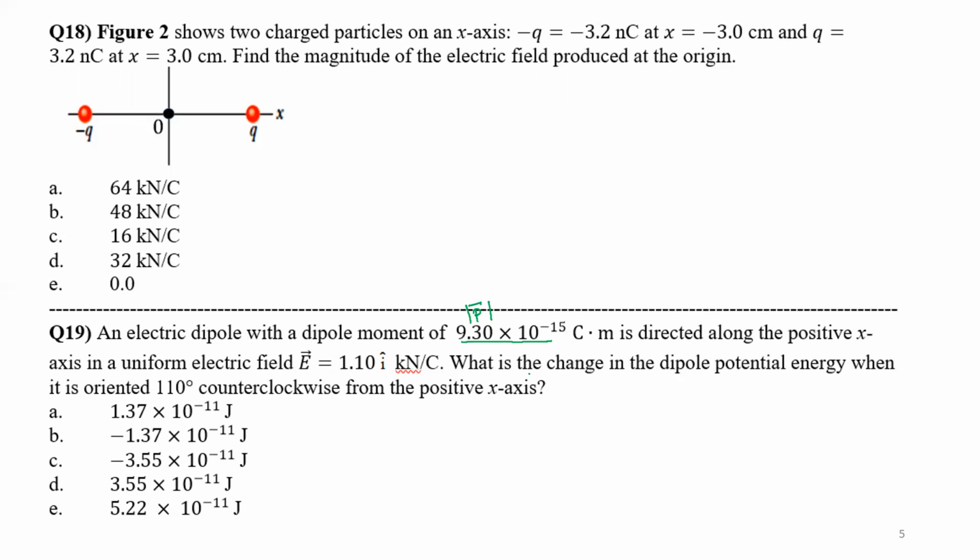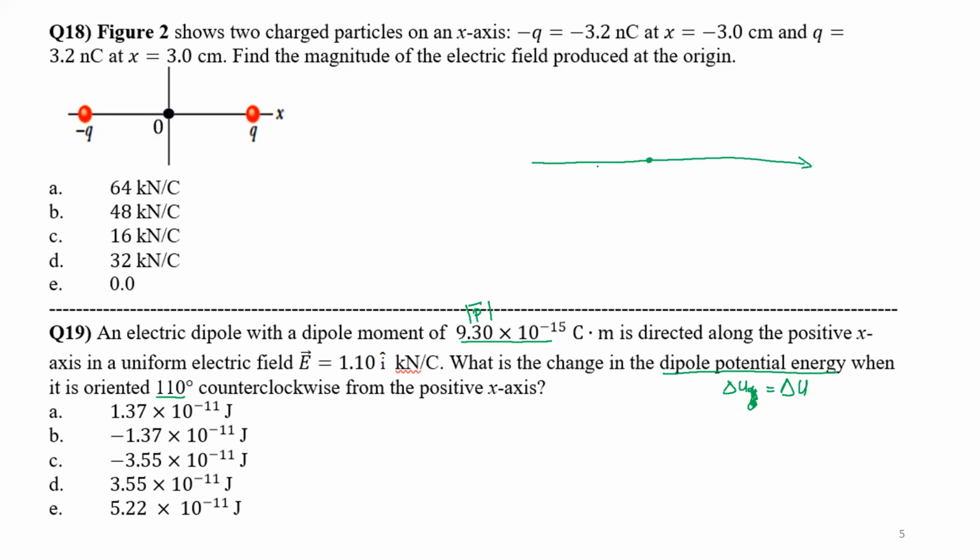Now the question is, what is the change in the dipole potential energy? So I'm looking for the change delta U dipole, okay, not delta E, just delta U. The change in dipole potential energy when it is oriented 110 degrees counterclockwise from the positive x direction. Let me draw a figure. Okay. So this is my x-axis.